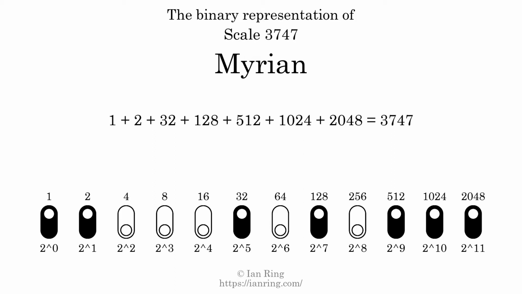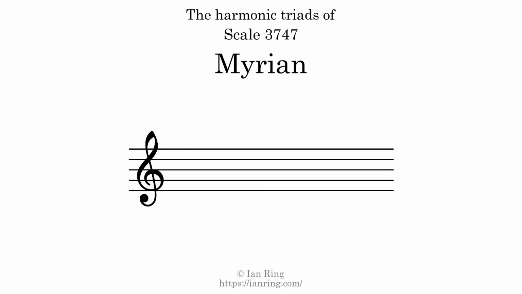3747. The scale number not only enumerates the scale with a unique index, but it also literally describes the tonal content of the scale. Represented as a binary number in base 2, the scale number is 111010100011. Here are the harmonic triads present in this scale.